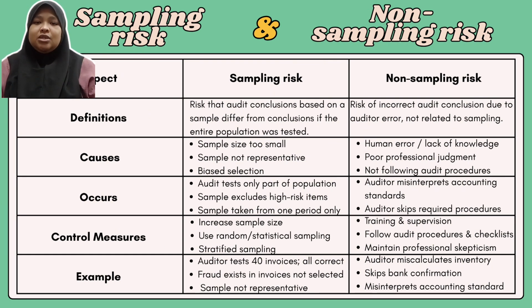In short, sampling risk comes from sample selection, while non-sampling risk comes from auditor mistakes. Both must be controlled to ensure reliable audit results.